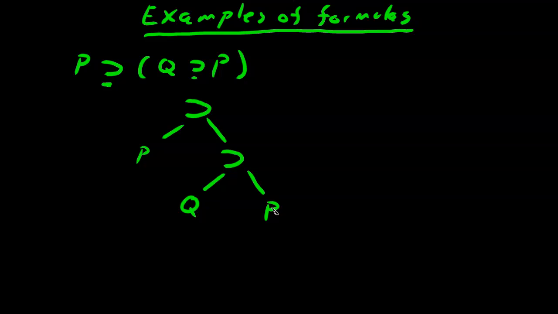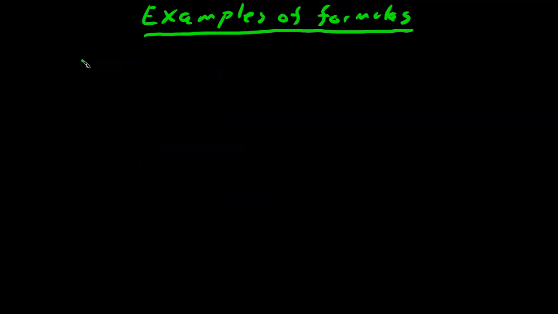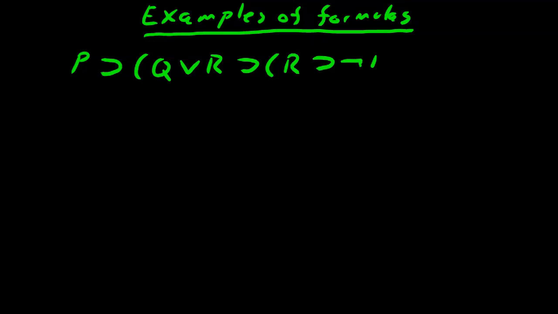Let's try something a little more complex. Let's try the formula P implies Q or R implies R implies not P. We see that the root node, the connective with the broadest scope, is this implies, so we'll write that at the root. To the left, we have P. To the right, we actually have this implies.